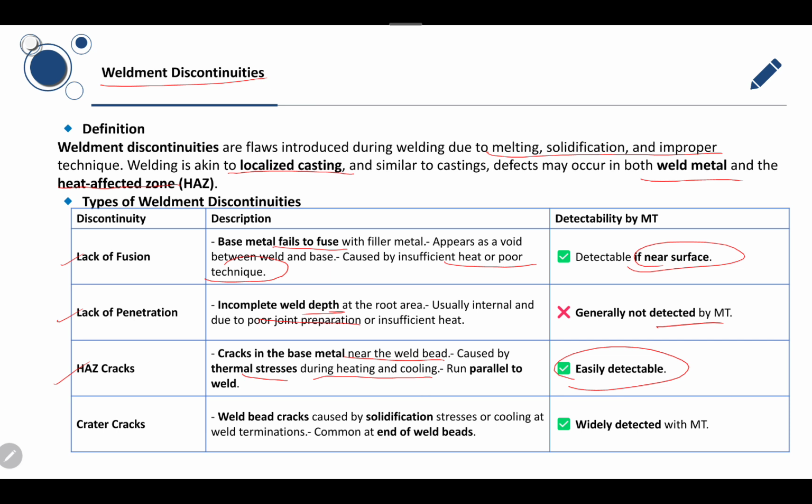Next one is crater cracks. These are weld bead cracks caused by solidification stresses or rapid cooling at weld terminations. They are common at the end of weld beads and are widely detected with MT.